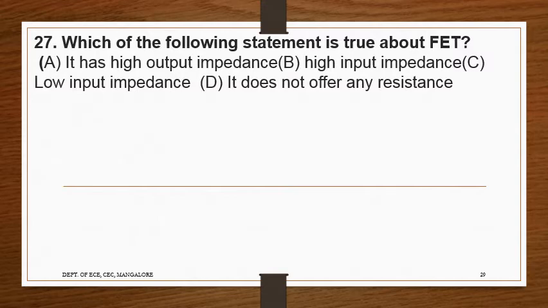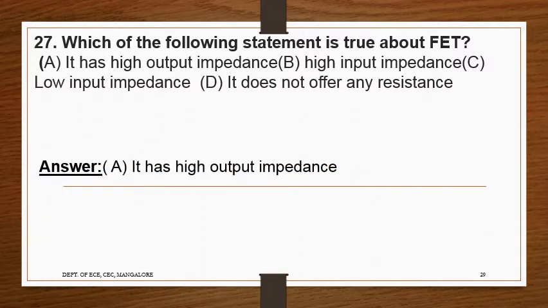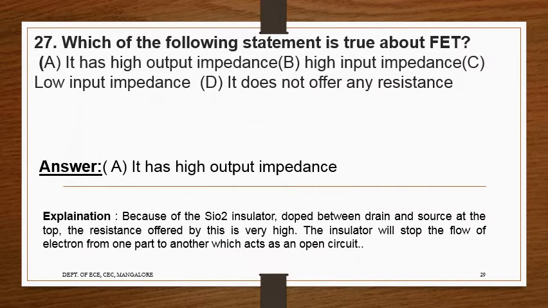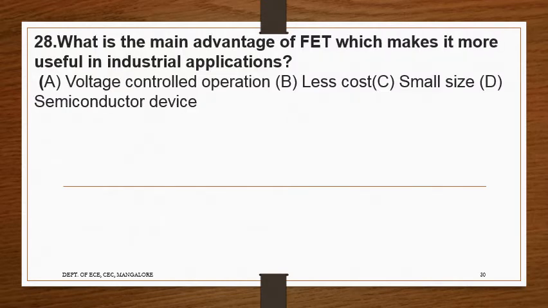Which of the following statement is true about FET? A. It has high output impedance. B. High input impedance. C. Low input impedance. D. It does not offer any resistance. The answer is A. It has high output impedance. Because of the silica insulator doped between the drain and the source, at the top the resistance offered by this is very high. The insulator will stop the flow, and there you have the answer.